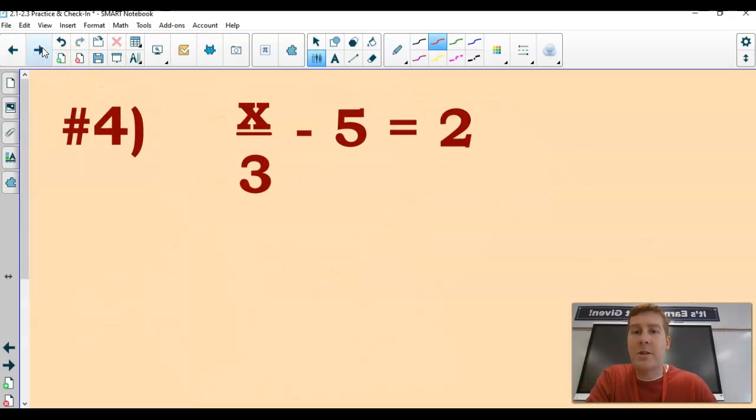Our next question was x over 3 minus 5 equals 2. So now we have a 2-step equation. When you have 2 different operations occurring in your equation, you want to go in the reverse order of operations. Remember, guys, order of operations, we said the phrase GEMNAS.